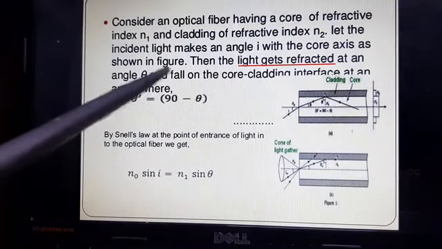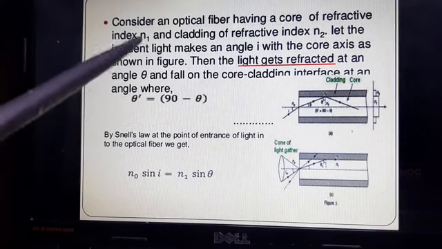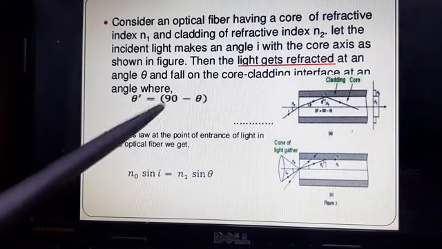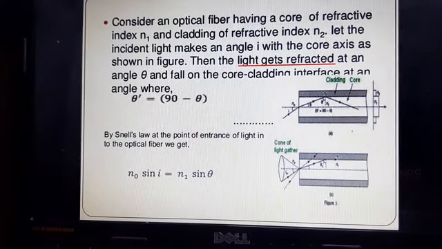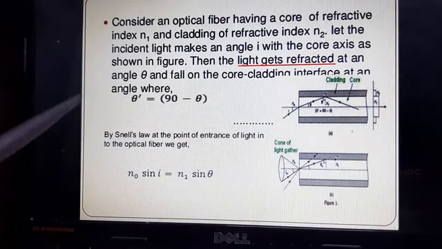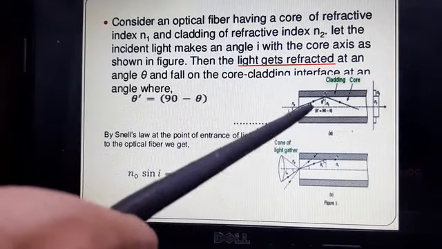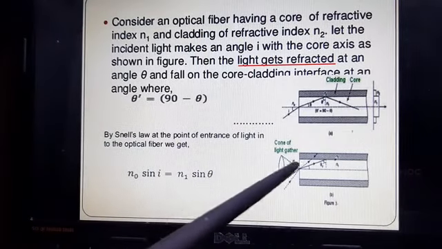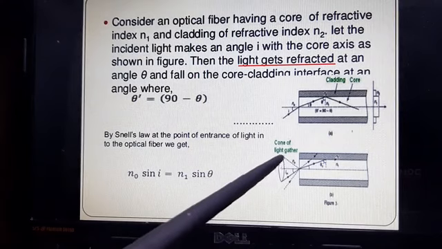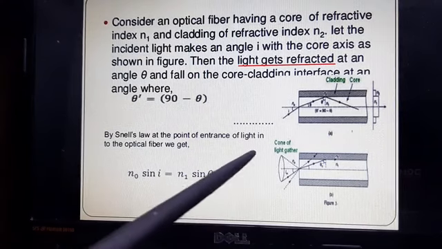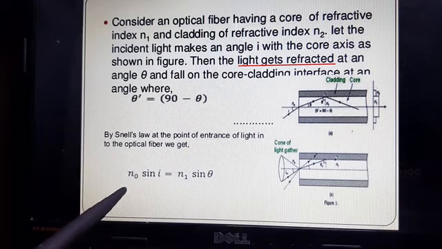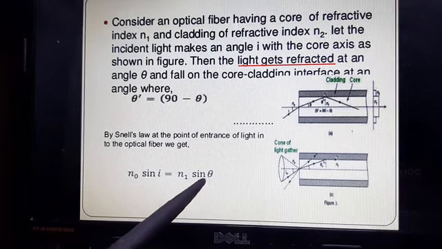Now this is the second part. When light enters from air to glass, then the light gets refracted at an angle theta. So theta dash is 90 minus theta. You can observe from this diagram. And this is the light cone from where light can gather, or it collects the light from this face. So by using Snell's law, n naught sin i is equal to n1 sin theta.